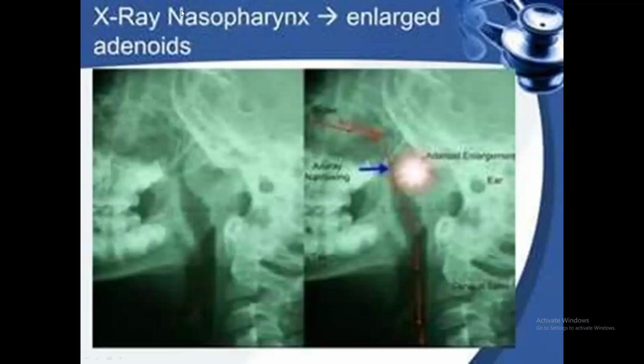Then we will discuss the X-ray or radiological view of adenoids. This is a normal nasopharynx, and these are enlarged, or hypertrophied, adenoids.